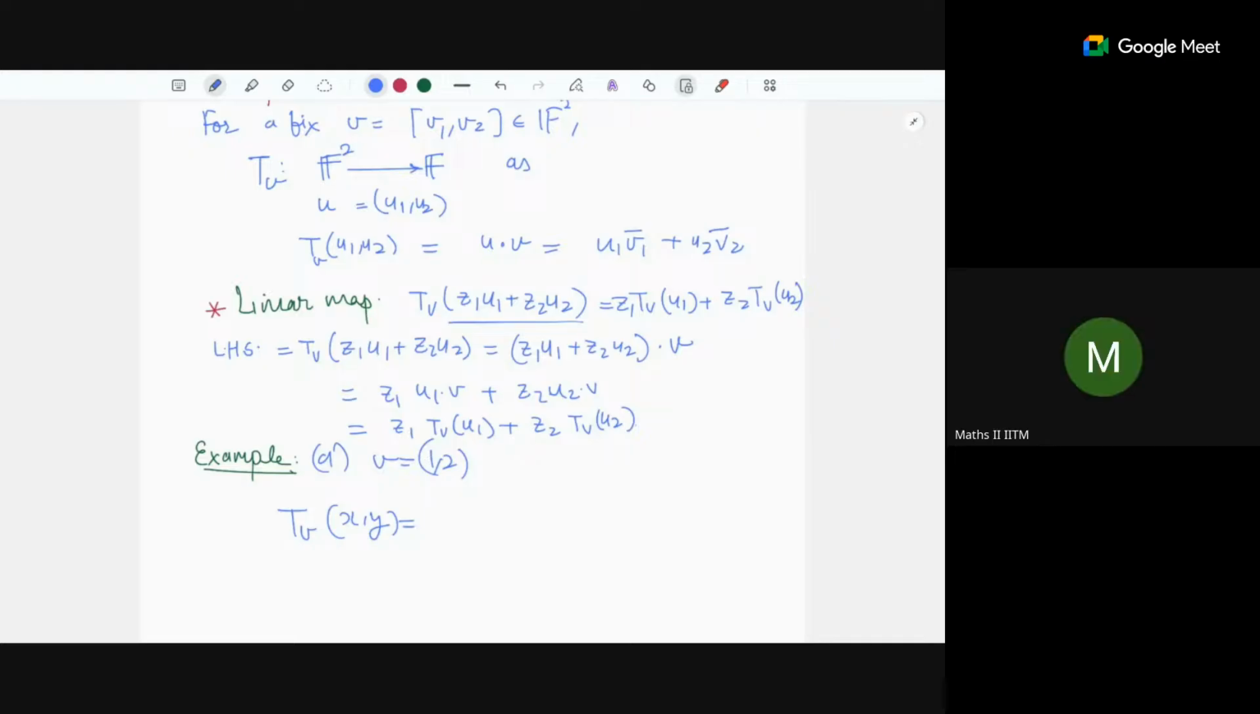No, it is one vector only. U1, U2 are the coordinates of the vector with respect to some canonical basis. So u1 is one coordinate, it is one complex number. U2 is another coordinate, it is another complex number.